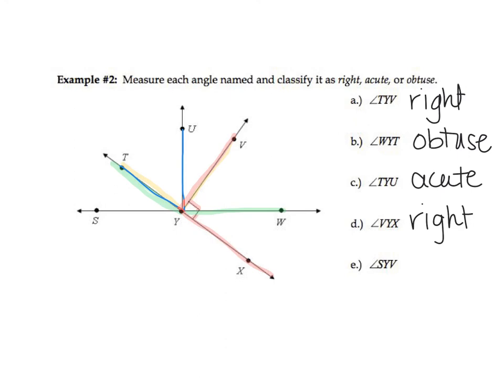Then the last angle we want to look at is angle SYV. And again, we've already kind of indicated that SYU might be a right angle, and this angle extends past it, so I can say that this is an obtuse angle.